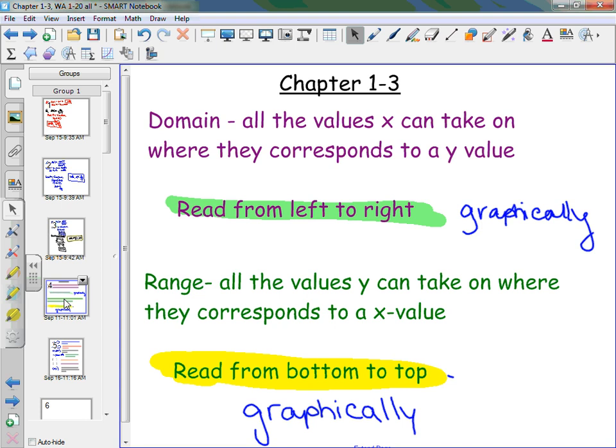Range, however, is your y values, which means you're kind of like what's that thing you jump on? Not a trampoline, a pogo stick, right? You start at the bottom and you jump all the way up to the top. We're looking for our corresponding x value. So way down here at the bottom, whenever I look up, where can I see the graph? Does that make sense? I want to find the absolute smallest y value that corresponds to an x, and then go to the largest possible y value that corresponds to an x. Does everybody understand what range is?